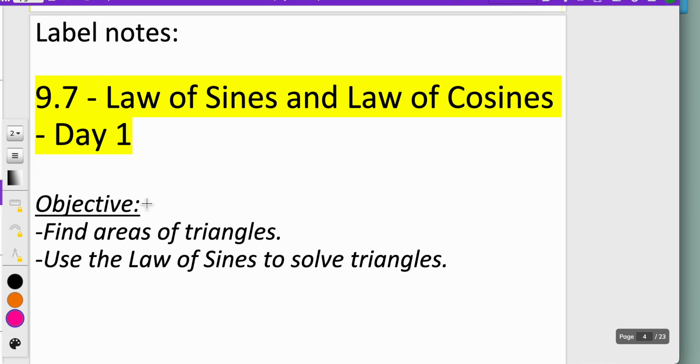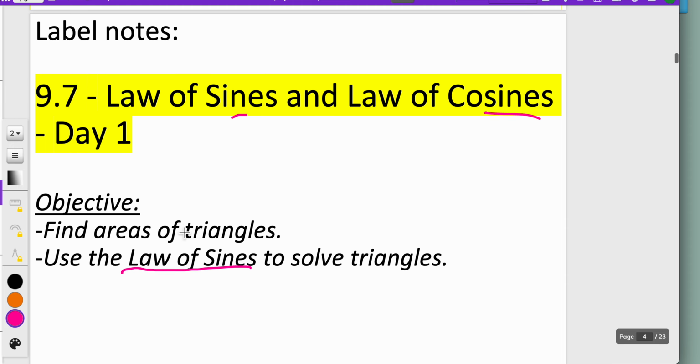Today we're looking at a popular topic, the law of sines. There'll be a day 2 where we talk about the law of cosines, but today our main focus is to find the law of sines and be able to solve triangles with it. We're also going to be able to find some areas of triangles first.